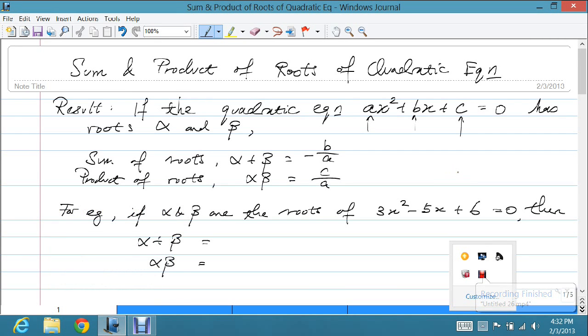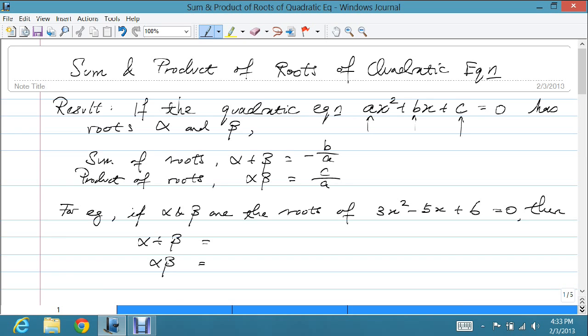Alright, today we're going to learn about the sum and product of roots of a quadratic equation. We have this result: if the quadratic equation ax squared plus bx plus c equals 0 has roots alpha and beta, the sum of roots is equal to negative b over a, and the product of roots is equal to c over a, where a, b, and c are the coefficients of the quadratic equation.